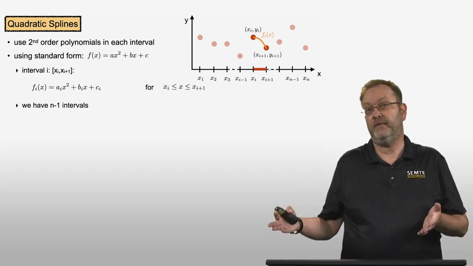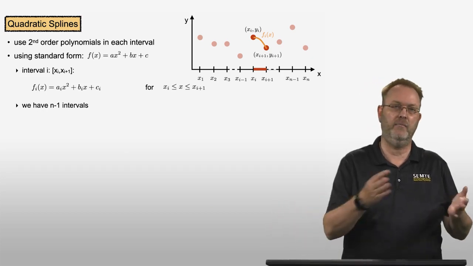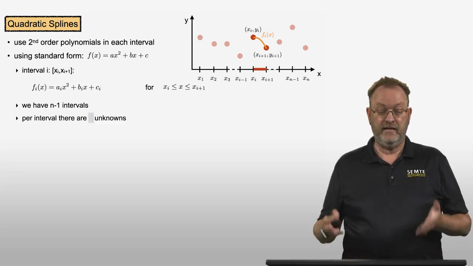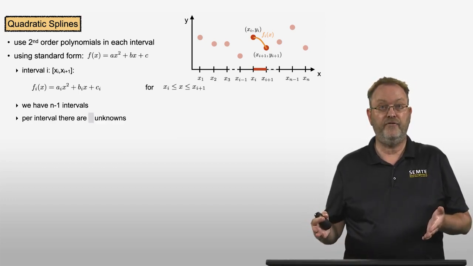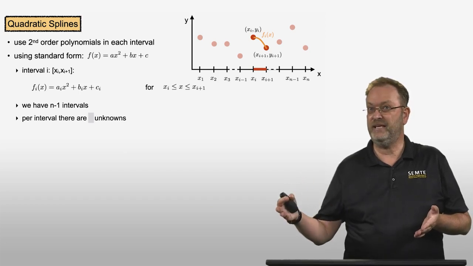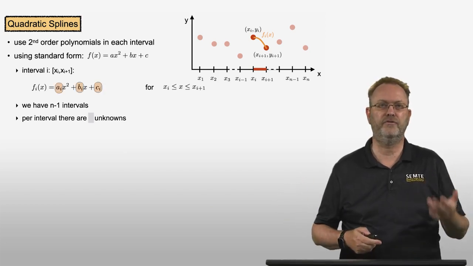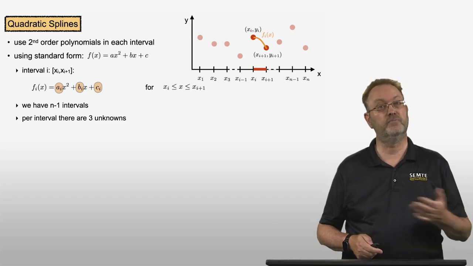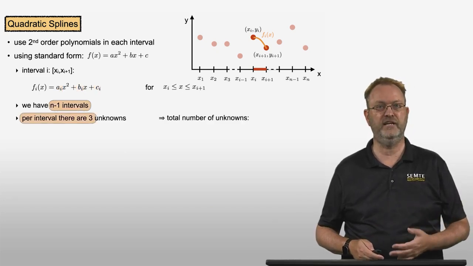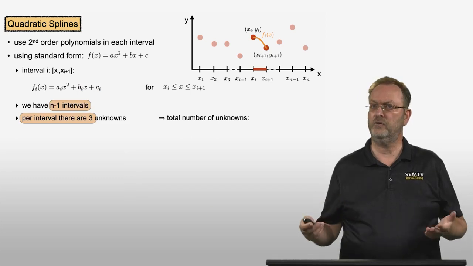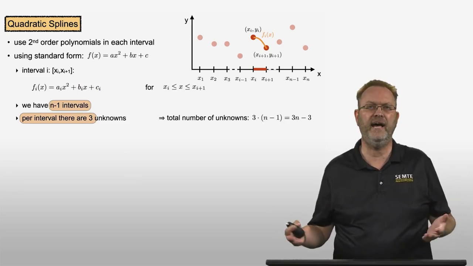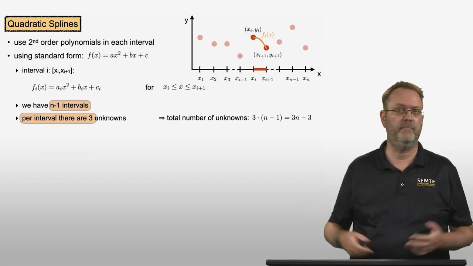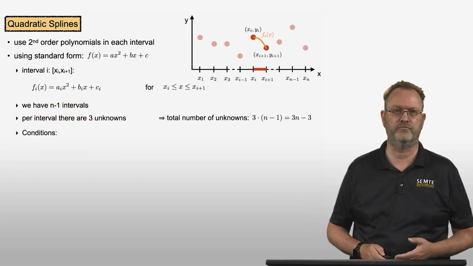Now, we have n data points, meaning we have n minus 1 total intervals. And in each interval, we have a, b, and c. We have a total of 3 unknowns. N minus 1 intervals with 3 unknowns in each interval means that the total number of unknowns that we have is 3 times n minus 1, which is 3n minus 3 unknowns.